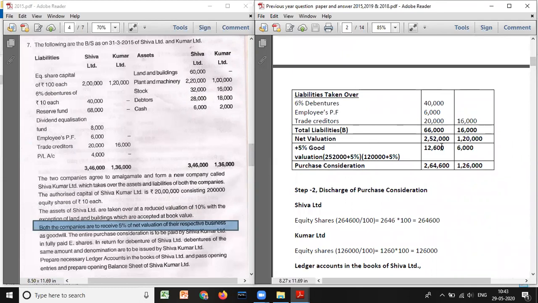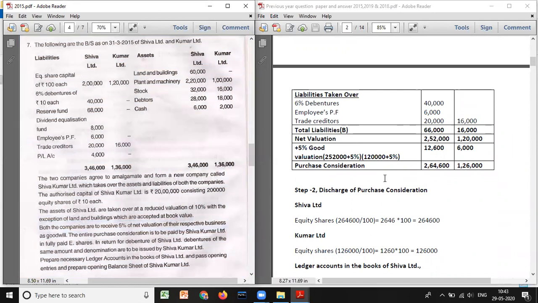So this is goodwill. What are they given? 5%. 2,52,000 into 5%, plus 5% of 1,20,000. So you'll get 2,52,000 into 5%, 12,600. 1,20,000 into 5%, it will be 6,000. So if you add these two, it will be 2,64,600 and 1,26,000. So we are done with the calculation of PC.